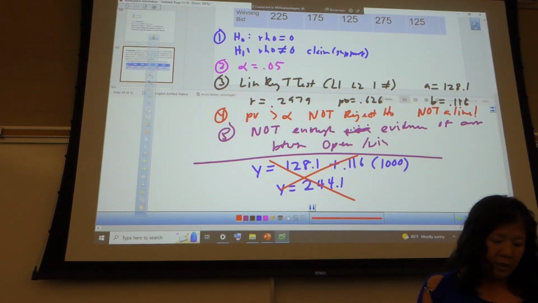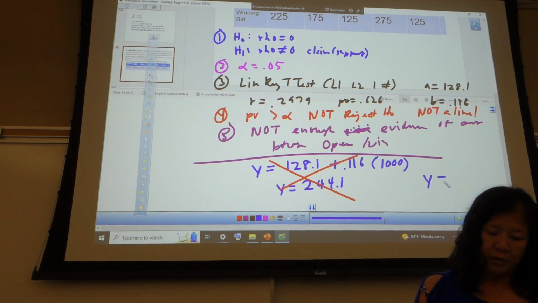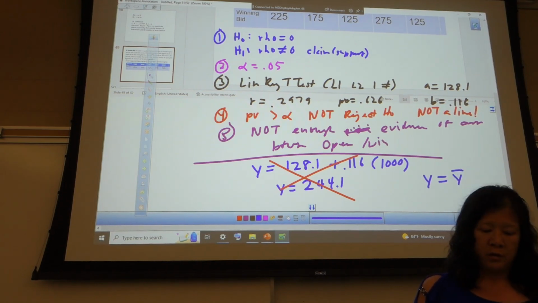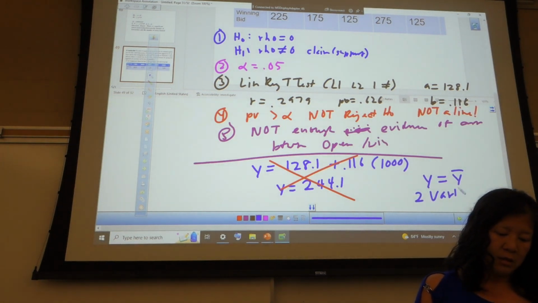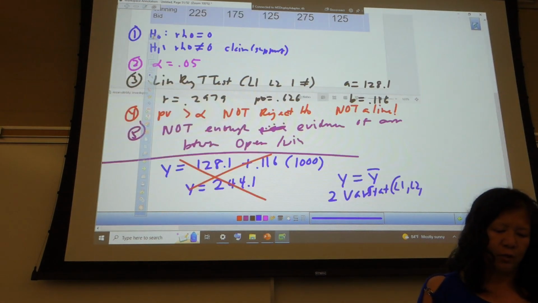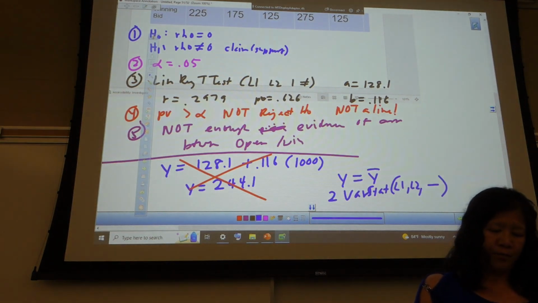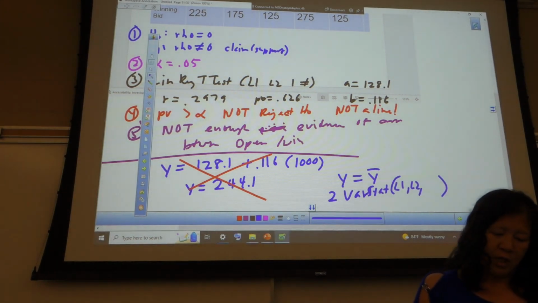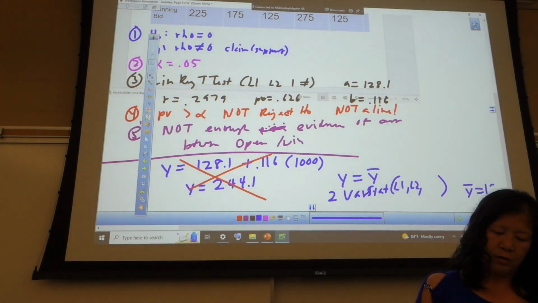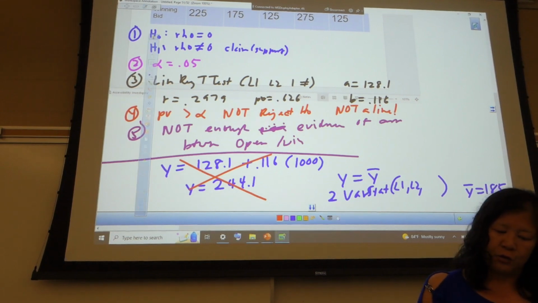Everybody on board? If it's not a line, I cannot use a line to predict. Instead, if it's not correlated, my best guess for y is what? Y bar. So you're going to do 2-Var Stats of L1, comma L2. And blank or 0? 1? I think it's blank. I think you're right, you leave it blank. And then you end up with y bar equals 185. Perfect. So that is your prediction.